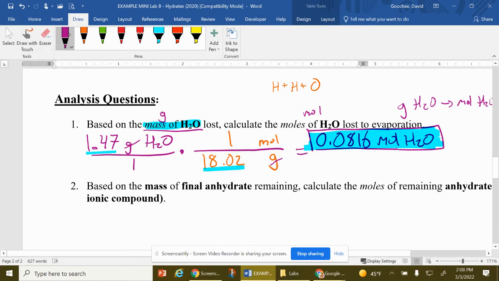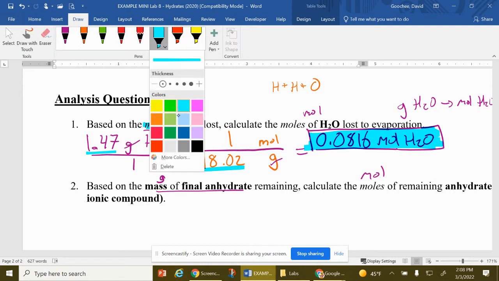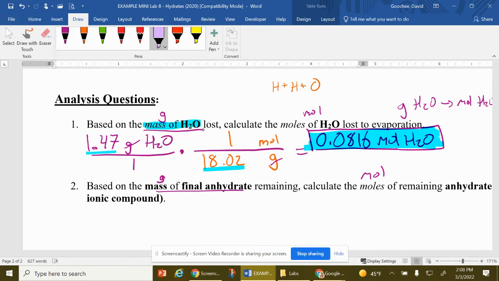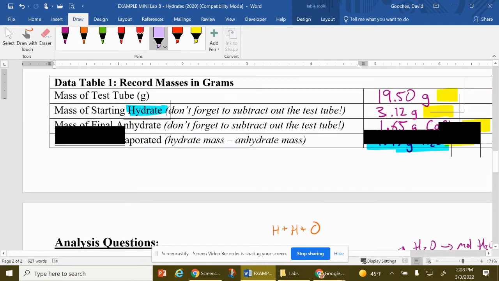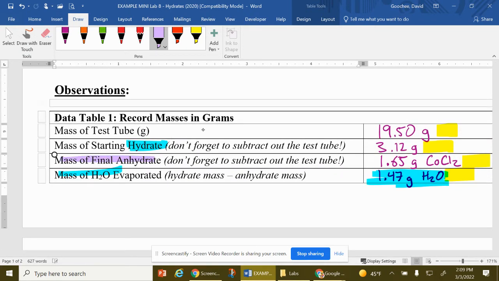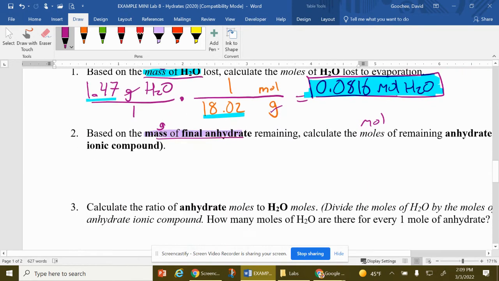We have to figure out how many moles, or how much here. We have mass of dry crystal. We have to figure out how many moles that is. So we have to go from grams of dry crystal into moles of dry crystal. Now the dry crystal for us, let's see here, mass of dry crystal, here we go, right there. For me, I got 1.65 grams, all right? So that's how many grams of dry crystal I have, how many grams of anhydrate I have. So 1.65.